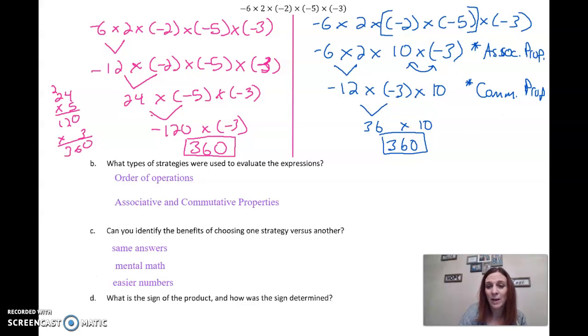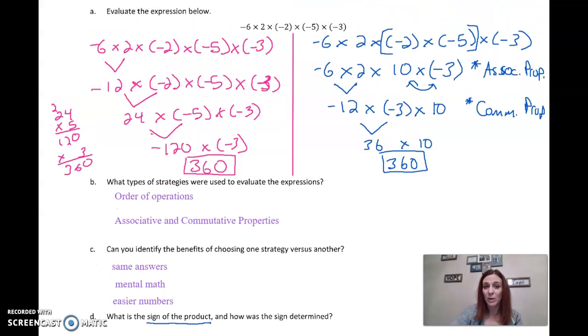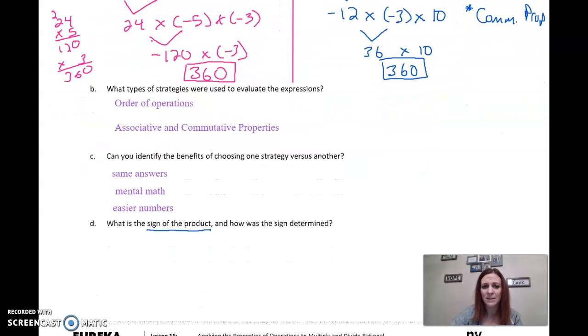Here's a big one, okay? The next one says, what is the sign of the product? Okay, so the product is the solution of a multiplication problem. These are multiplication problems. So what sign did they have? Well, they're positive. 360 is positive. Okay. Positive.